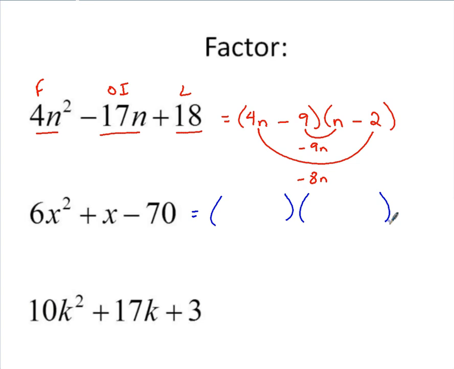Okay, on the second one here, we're looking at the 6x squared to get started. Obviously not prime, so we got some possibilities. We could do 6x times 1x. We could do 2x times 3x. Doesn't matter to me. All right, 2x times 3x. So now we focus our attention on the negative 70. So thinking of things that multiply to give me 70. And 7 and 10 probably come to mind pretty quick, right? 7 and 10 going to work out here? No? Not going to work? Don't think so?